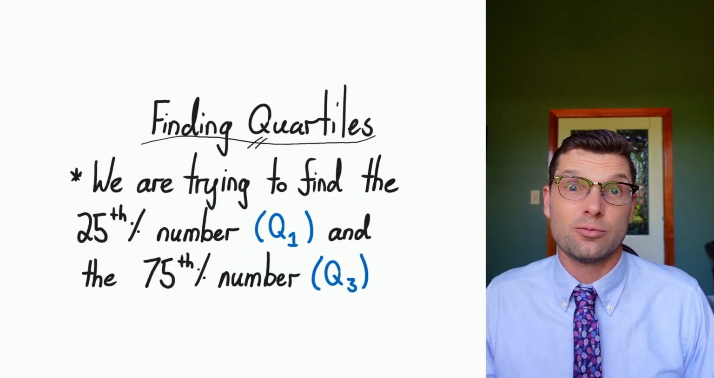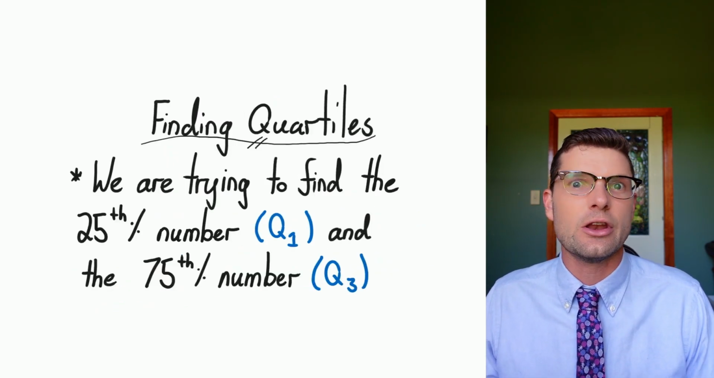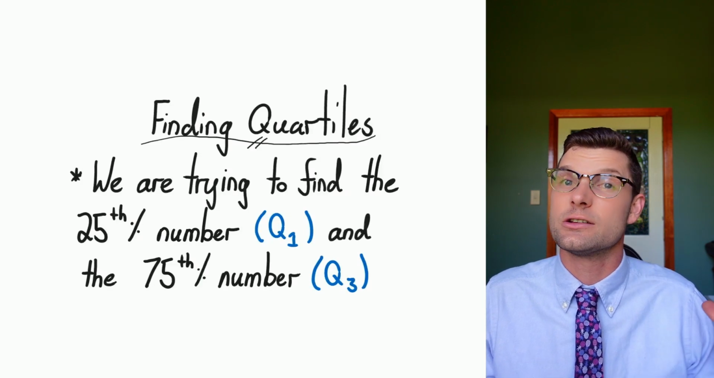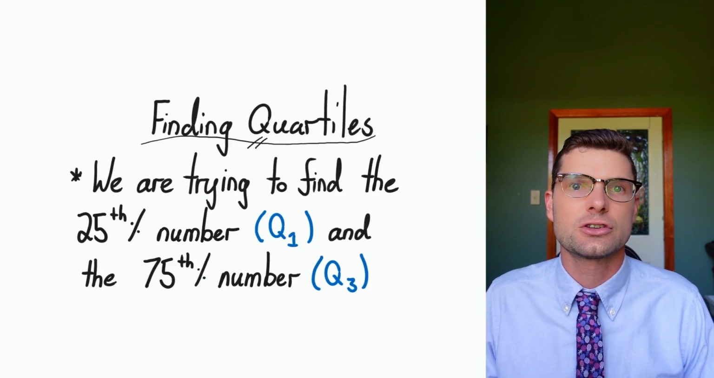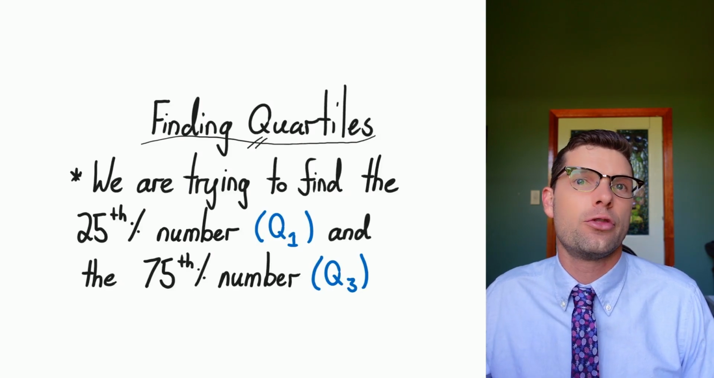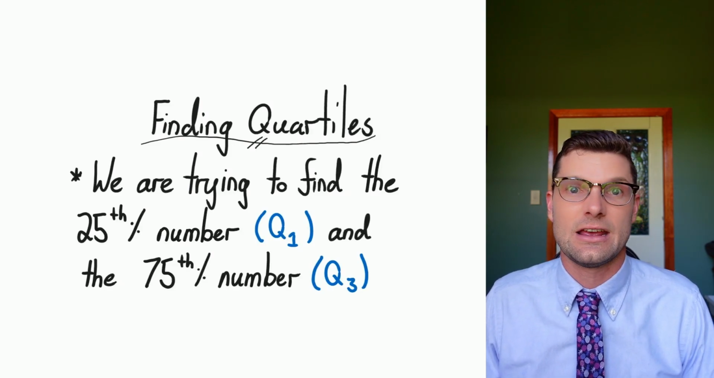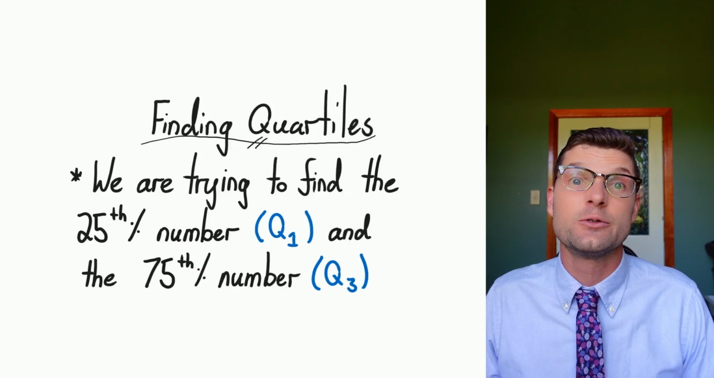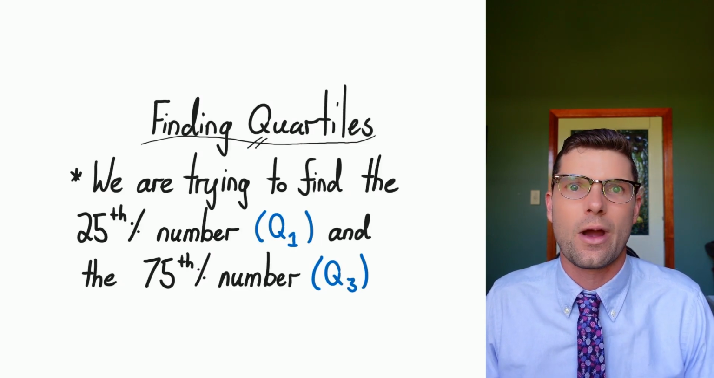So in order to do this, we've got to find the quartiles. We know how to find the range, but we've got to find what's called Q1, or the first quartile, which is at 25% of the data, and then Q3, which is at 75%, or the third quartile. Once we've got those two things, we're all good.